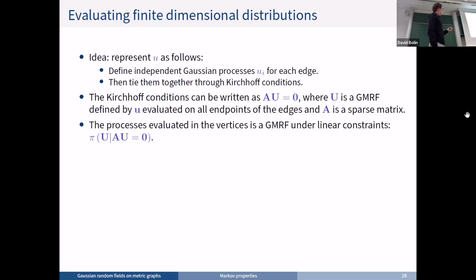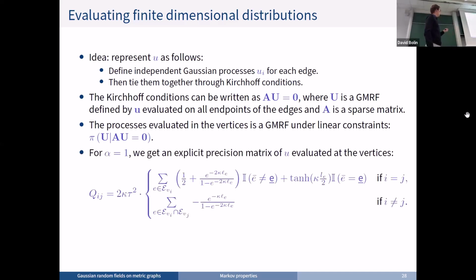Right, so you can evaluate if you can represent the process as a Gaussian Markov random field under linear constraints. We essentially know how to deal with that. For instance, for alpha equal to 1, you can use this representation to get an explicit expression for the precision matrix of the process, so the inverse covariance matrix at the vertices. And it looks like this. It doesn't really matter what it is, but the important thing here is that this is a very sparse matrix.